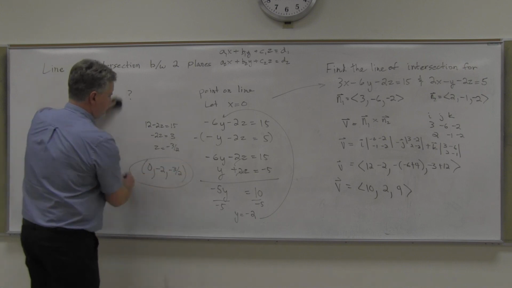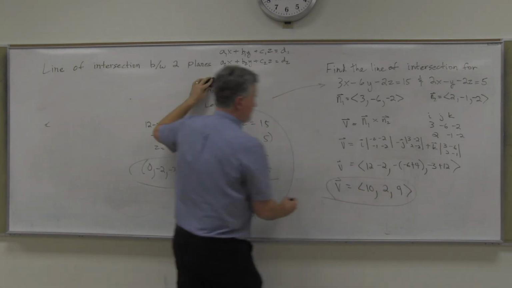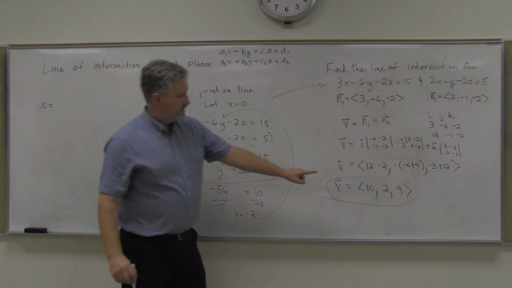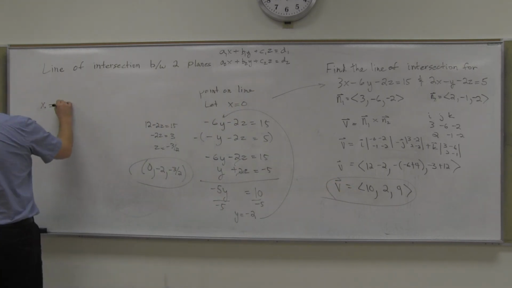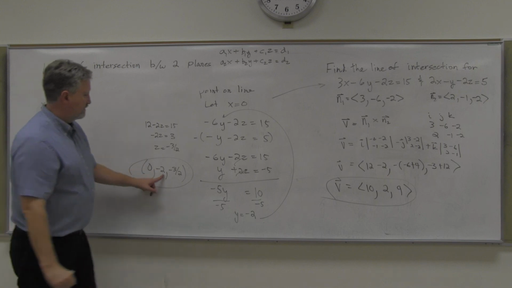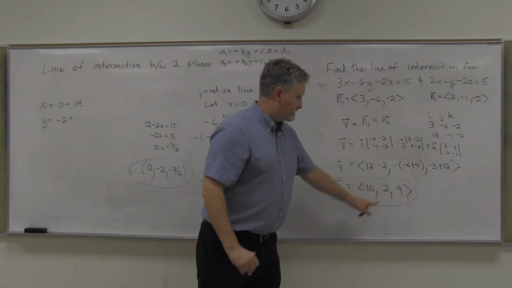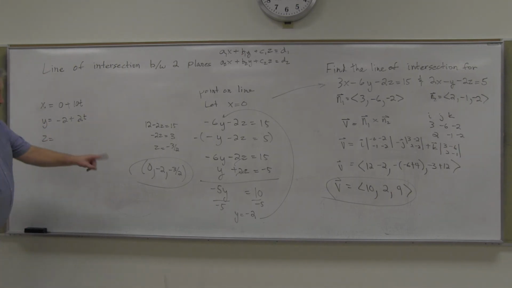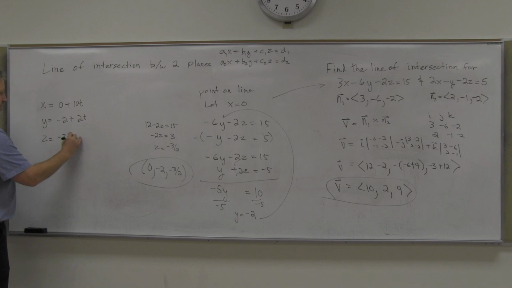So we take that point and this vector, and let's just use parametric form. So x equals 0 plus 10t. The y would be negative 2, the y component of the point, plus 2t. And then z would be negative 3 halves, negative 1 1/2, plus the z component over there, 9t. That's the line of intersection.